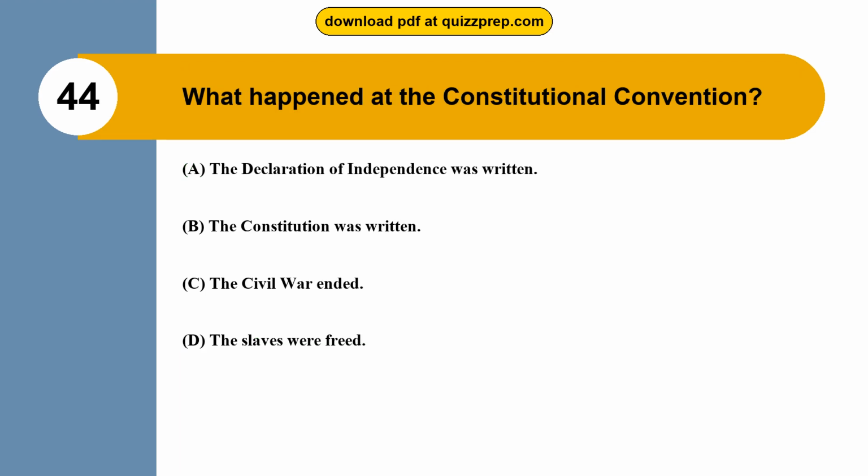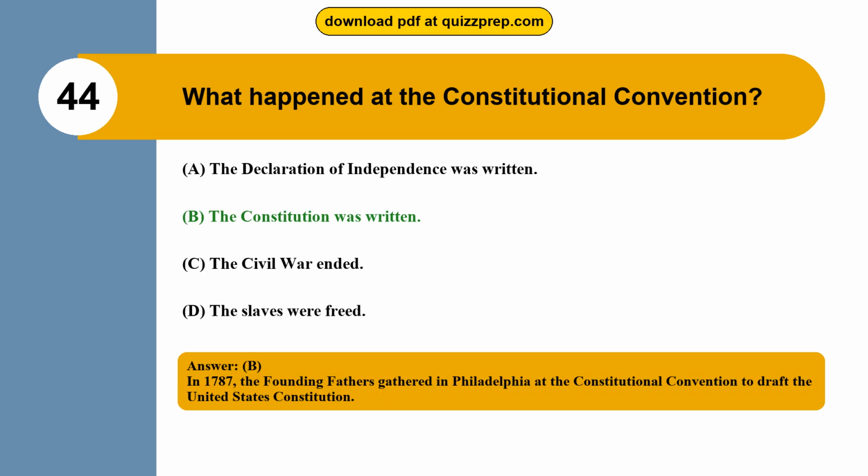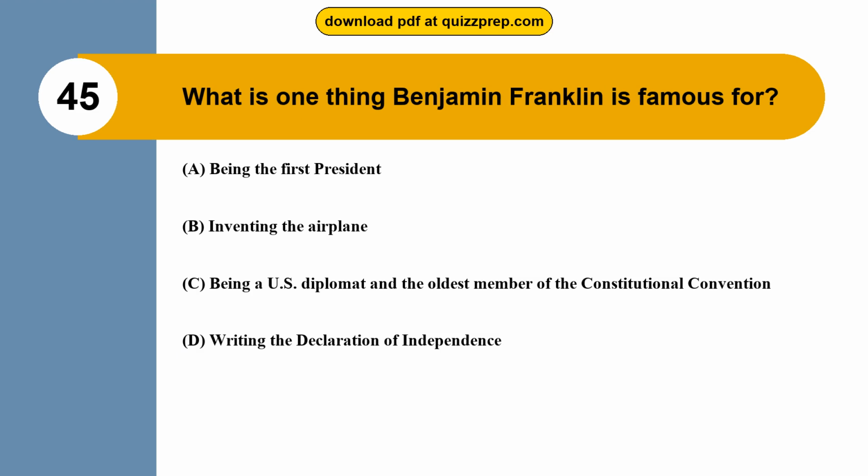Question 44. What happened at the Constitutional Convention? Option A, the Declaration of Independence was written. Option B, the Constitution was written. Option C, the Civil War ended. Option D, the slaves were freed. The correct answer is option B. The Constitution was written. In 1787, the Founding Fathers gathered in Philadelphia at the Constitutional Convention to draft the United States Constitution.